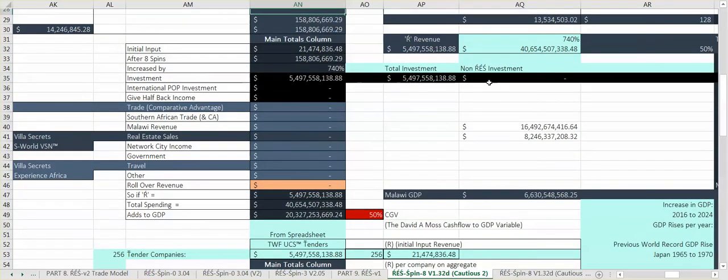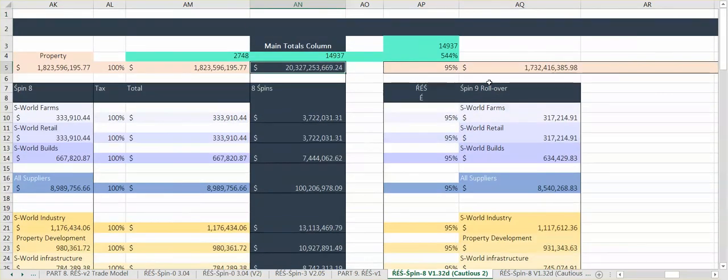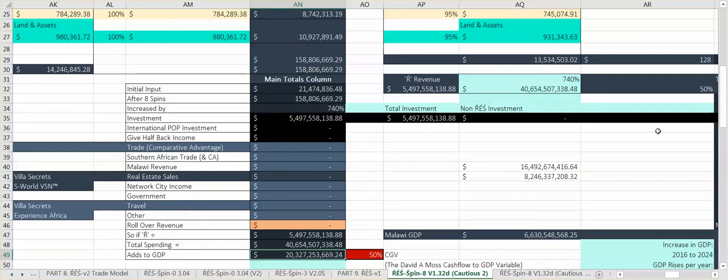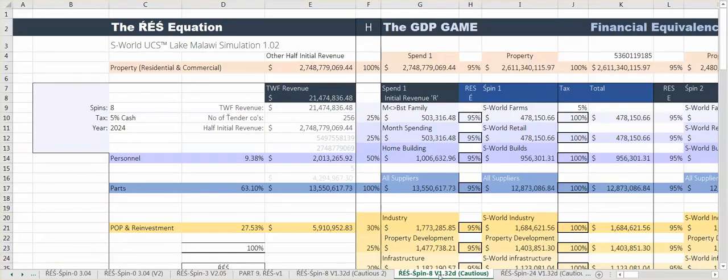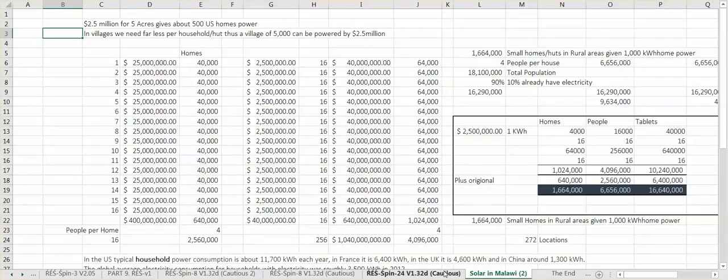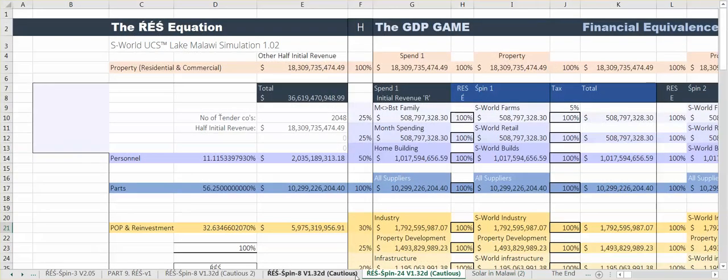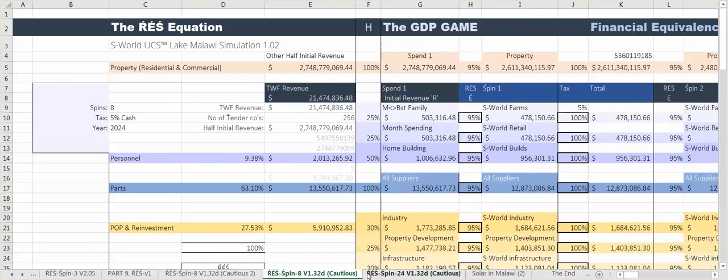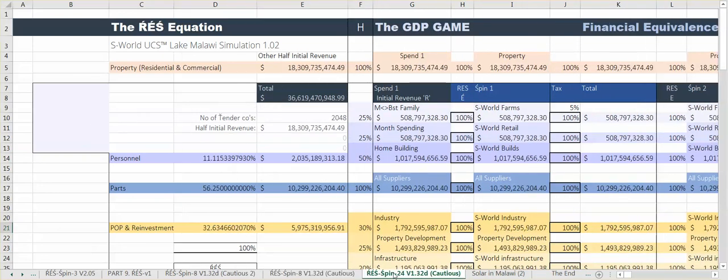I'm trying to find the main. There we go. I think it makes 20 billion or something. And what is this? This is cautious 2, spin, where is spin 8? What is this one? Where is spin 8? Cautious 2. I don't know what the difference between cautious and cautious 2 is. Where is spin 24? There should be a standard one here, not a cautious one. But there isn't.